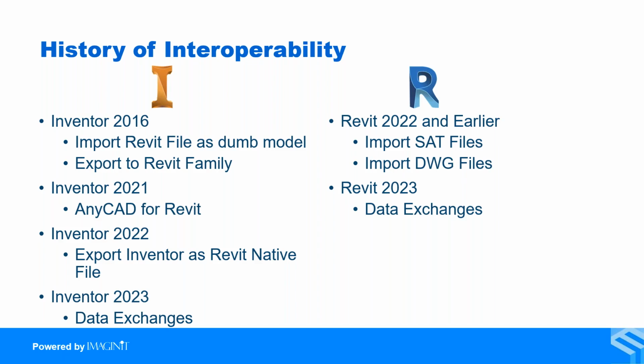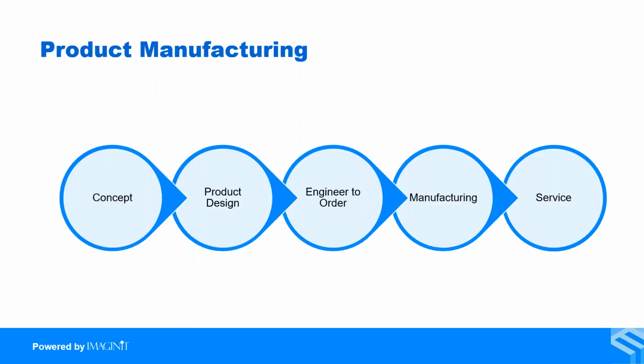So with this, we're going to get an overview of how this interoperability works. But I want to talk a little bit about why it works, how we end up here. So if I look at a product manufacturing life cycle, or the phases that we would go through, there might be a concept. In my case, we're going to look at a solar panel. So I've got this design, this concept, and then I would go into product design.